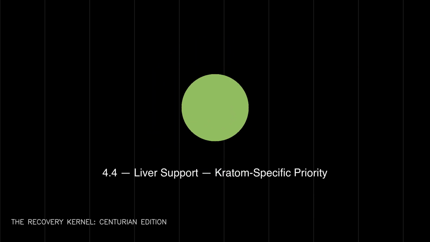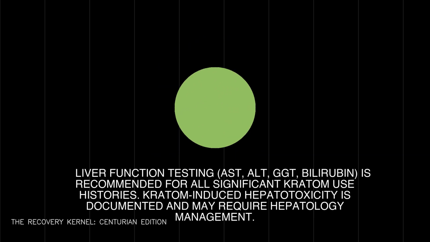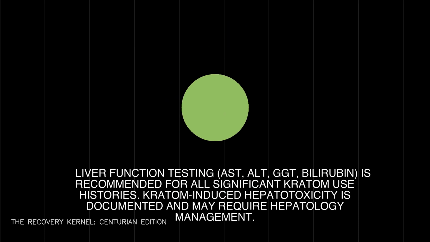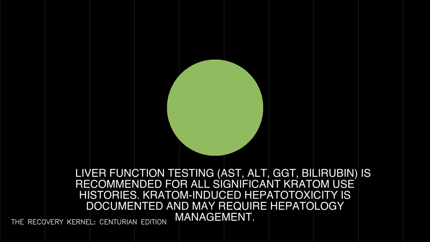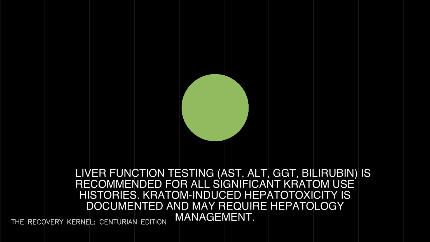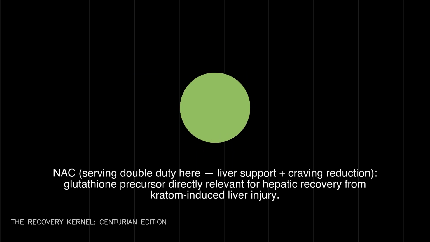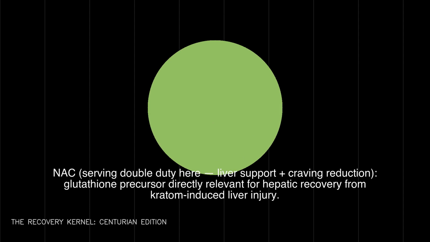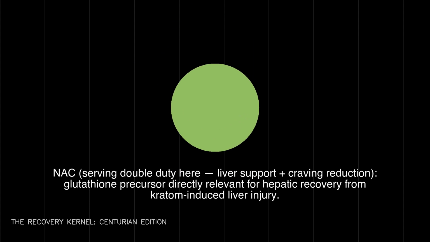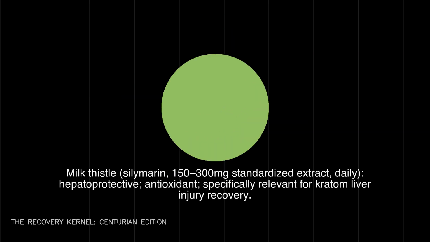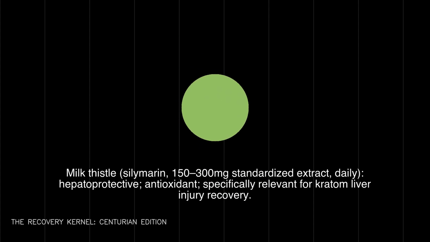Warning: liver function testing, AST, ALT, GGT, bilirubin, is recommended for all significant kratom use histories. Kratom-induced hepatotoxicity is documented and may require hepatology management. NAC, serving double duty here, liver support plus craving reduction, glutathione precursor directly relevant for hepatic recovery from kratom-induced liver injury. Milk thistle, silymarin, 150 to 300 mg standardized extract, daily, hepatoprotective, antioxidant, specifically relevant for kratom liver injury recovery.